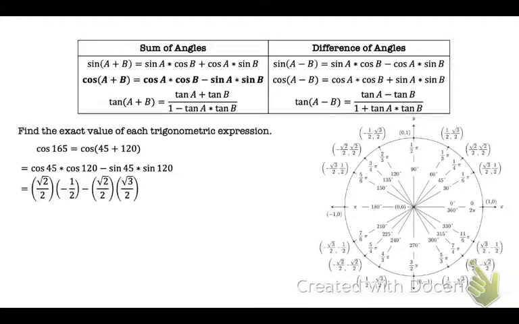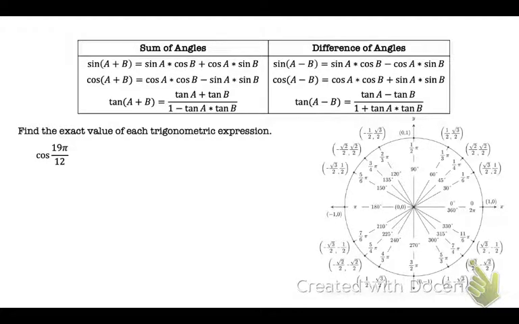But anyway, so the cosine of 45 is square root of 2 over 2. Cosine of 120 is negative 1/2. Sine of 45 is square root of 2 over 2, and sine of 120 is square root of 3 over 2. So that's negative square root of 2 over 4 minus square root of 6 over 4. So that's going to be negative square root of 2 minus the square root of 6 over 4 is what cosine of 165 equals.